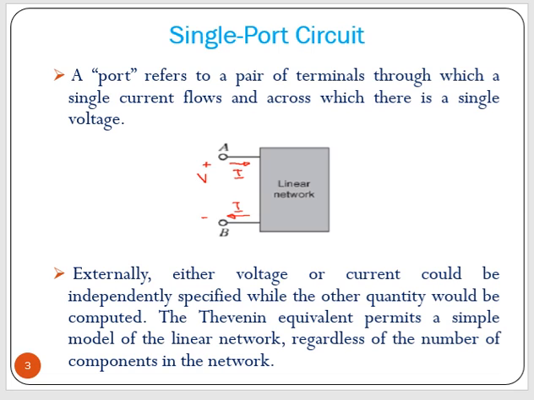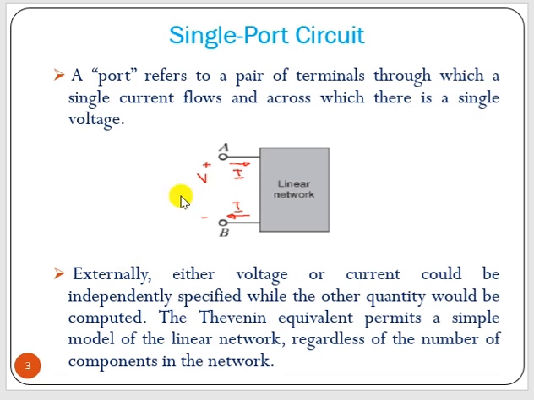A port refers to a pair of terminals. Now we have here a pair of terminals, so two terminals. If we connect these two points, then we will have a closed circuit. So a pair of terminals through which a single current flows, and across which there is a single voltage. So only current I flows and comes back, and the voltage across this terminal is V.